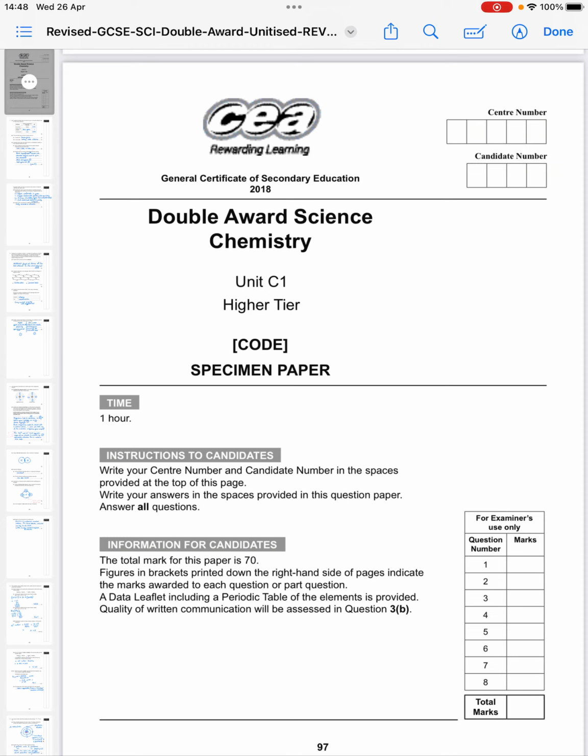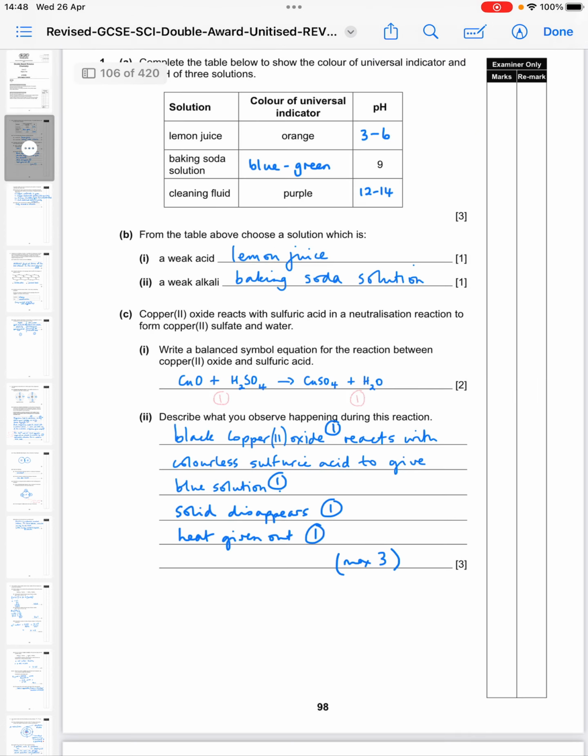Hi, this time I'm going to talk through the answers to a double award science paper. It's the Chemistry Unit C1 higher tier paper, and that's for the CCEA double award science.